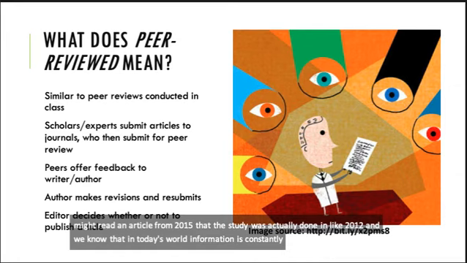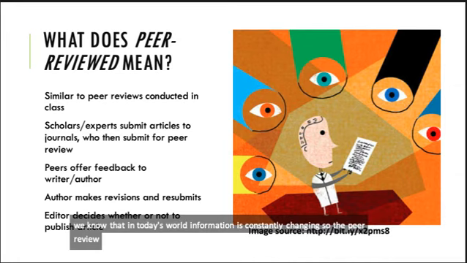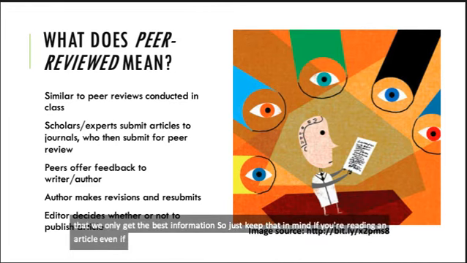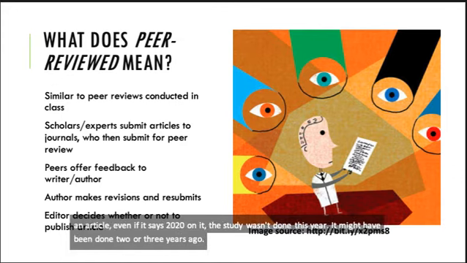So the peer review process does slow down how fast things are published, but it makes sure that we only get the best information. So just keep that in mind if you're reading an article, even if it says 2020 on it. The study wasn't done this year. It might have been done two or three years ago, prior to this being written.